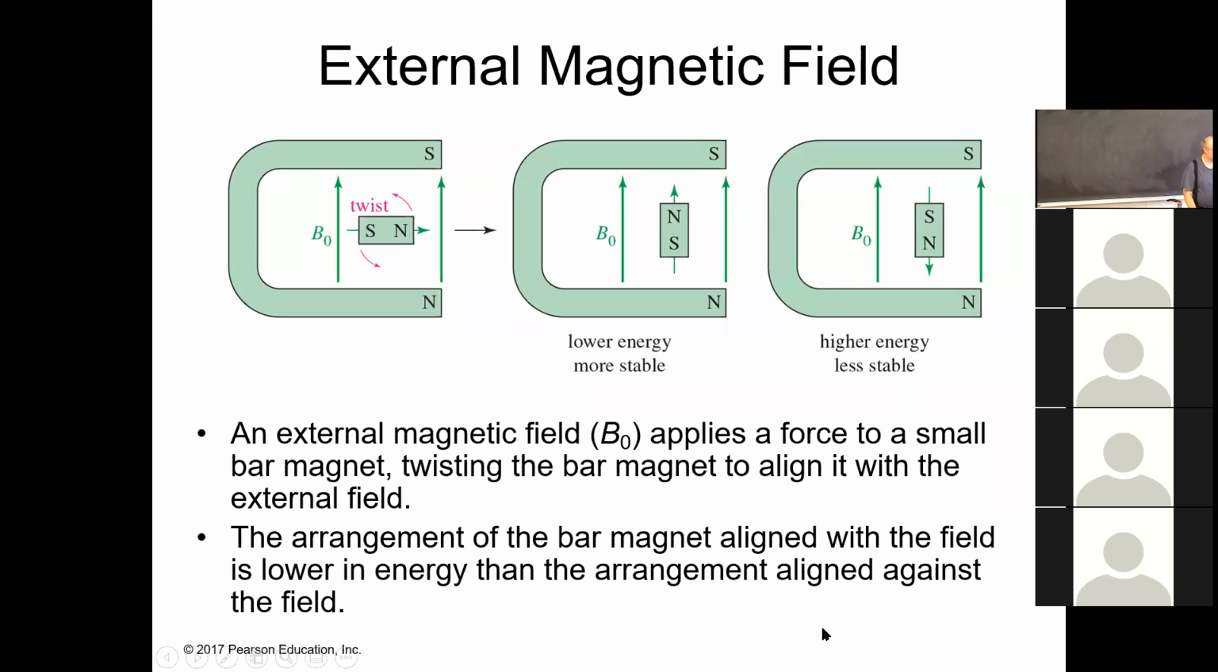In the NMR experiment, an external magnetic field, which is designated B sub 0, is applied to a small bar magnet, and then it twists the bar magnet to align it with the external field. There's two possible arrangements. The bar magnet can be aligned with the magnetic field, or it can be opposed. The aligned arrangement is lower energy and more stable, whereas the opposed is higher energy and less stable.